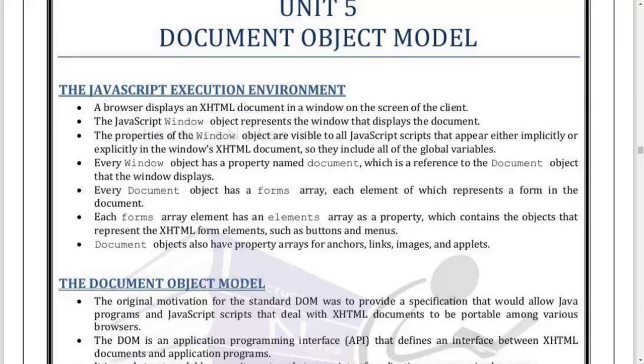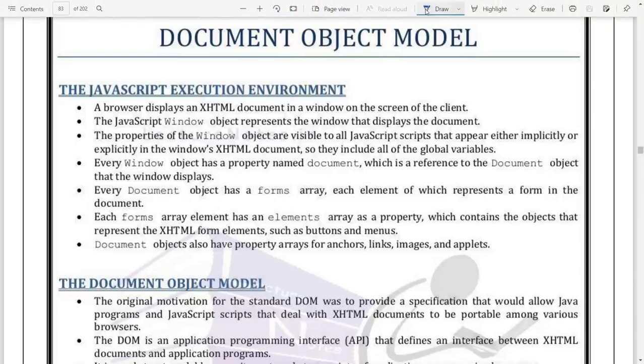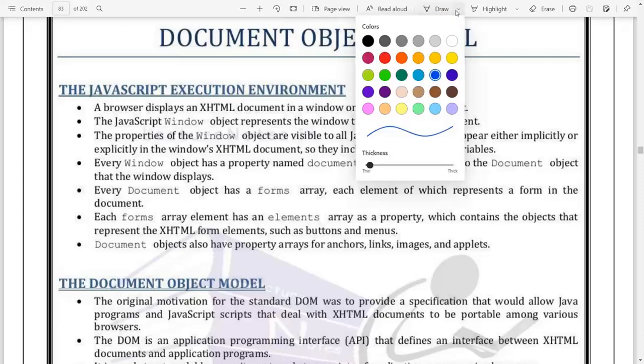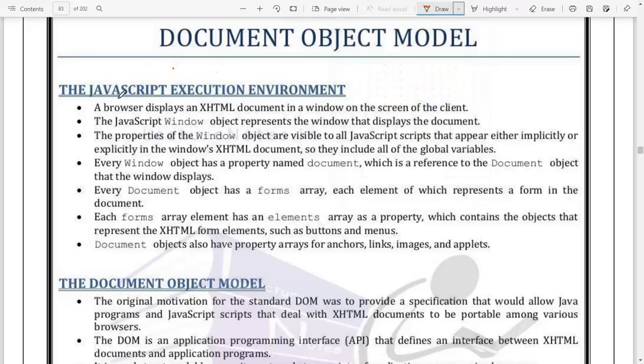In today's session we are going to discuss the topic called the Document Object Model. This is your next chapter after JavaScript, where we'll be discussing the different types of objects that you can use in JavaScript. Now coming back to this subtopic, we are going to discuss the basic things, like what is an object.